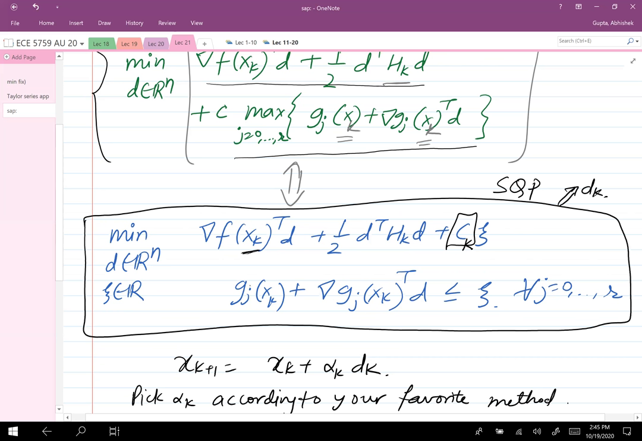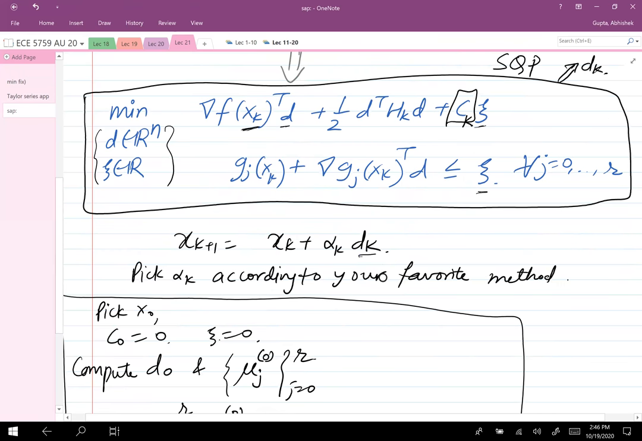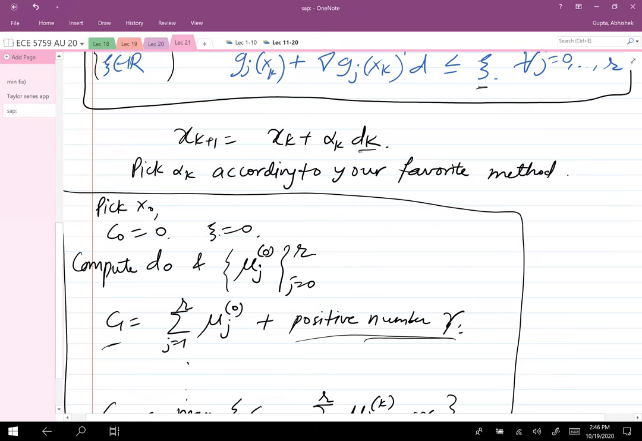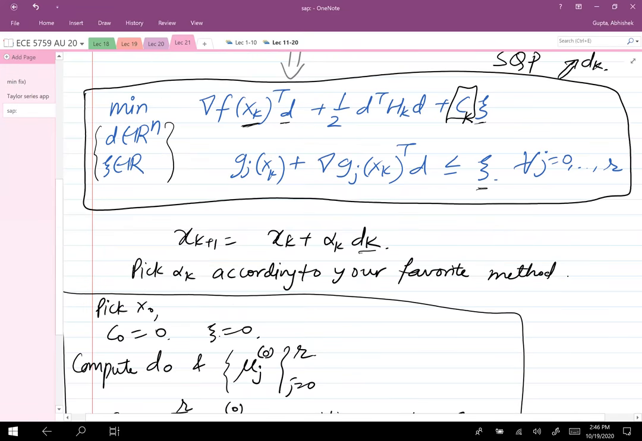So for every x_k, I have to solve this quadratic programming problem where the objective function is quadratic in d, linear in C, and then the constraints are linear in C. So this minimization is over both d and C. And this gives us a value of d_k. So solving a quadratic program is much easier than solving the original problem. So I can solve the quadratic program rather easily. I can get the value of d_k. I can pick my favorite alpha_k to update the value of x_k. And that gives me the sequential quadratic program algorithm. Now, of course, one of the issues we found was, well, we don't know the value of C. So we came up with a hacky approach to compute the value of C on the fly to make sure that our algorithm runs as intended.